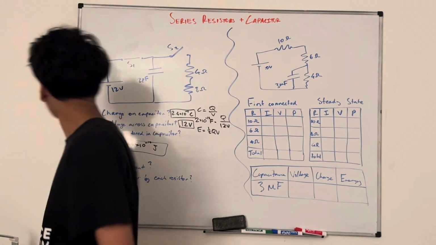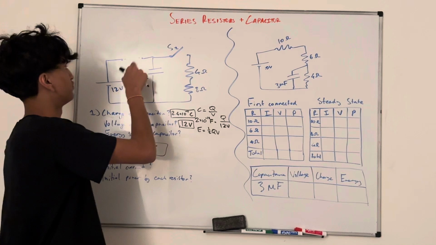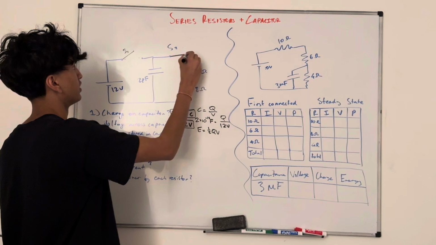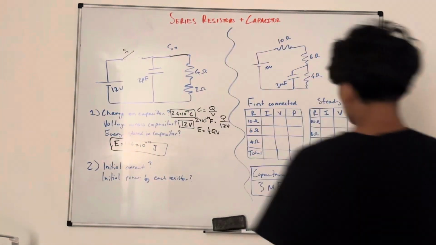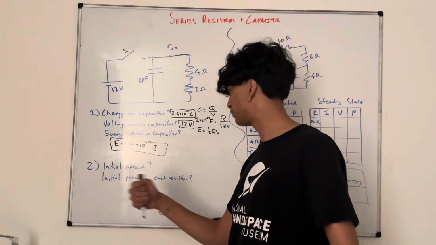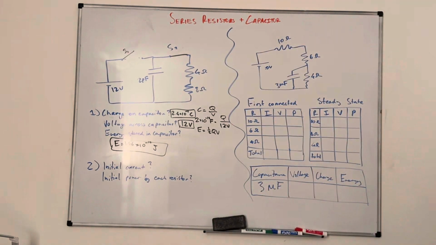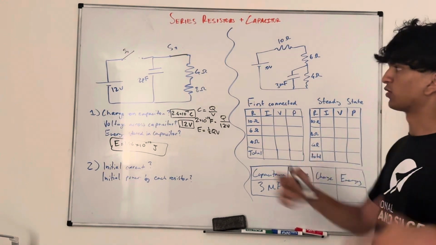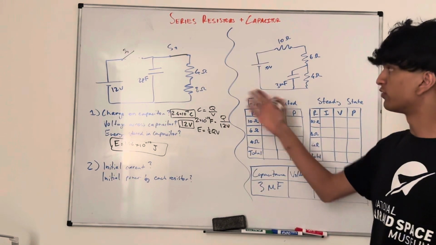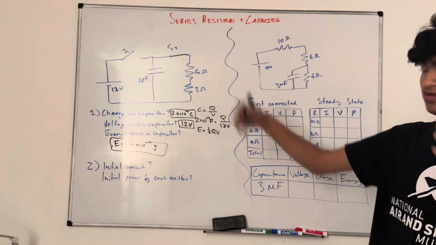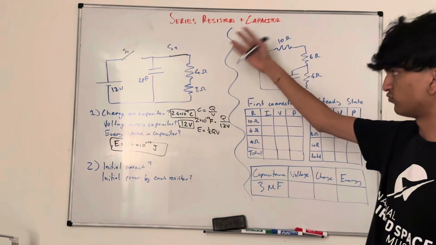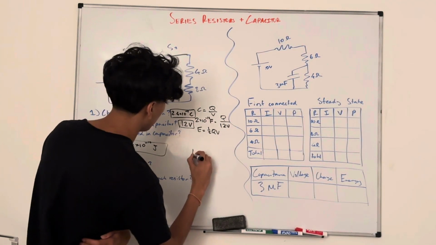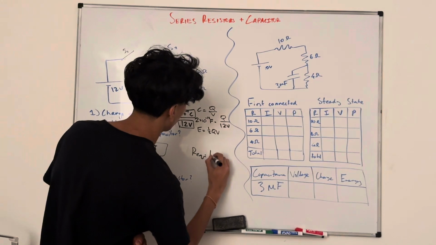The second part: now we're going to open switch S1 again and close S2. We've closed S2, and we have to find the initial current and the power in each resistor. First of all, when you're doing these kinds of problems, it's helpful to know the equivalent resistance. In this case it's just 2 series resistors, so 4 plus 8, 4 ohms and 8 ohms, gives 12 ohms. R equivalent is equal to 12 ohms.